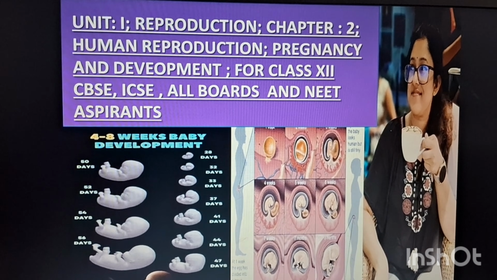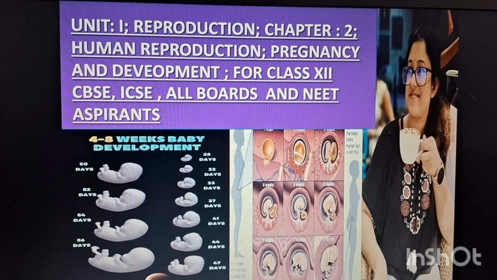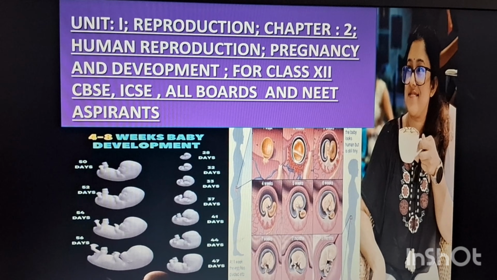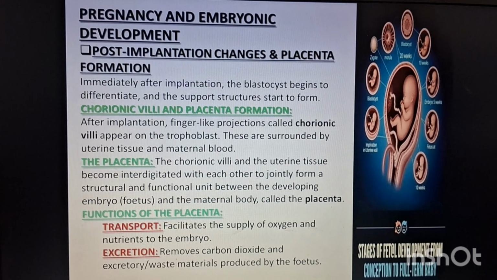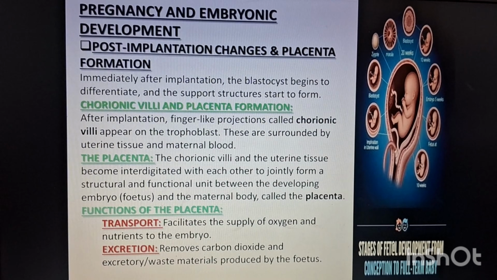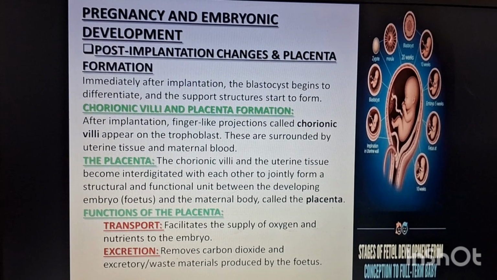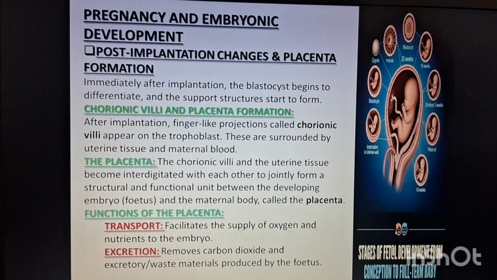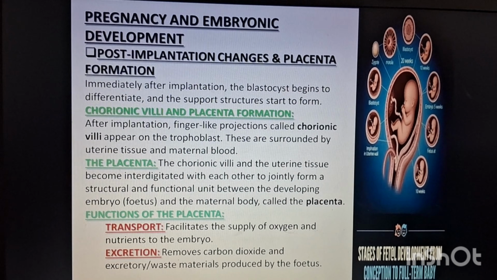Unit 1, Reproduction. Chapter 2, Human Reproduction. And today I will discuss pregnancy and development. Pregnancy and embryonic development. At first, post-implantation changes and placenta formation. Immediately after implantation, the blastocyst begins to differentiate and the support structures start to form.